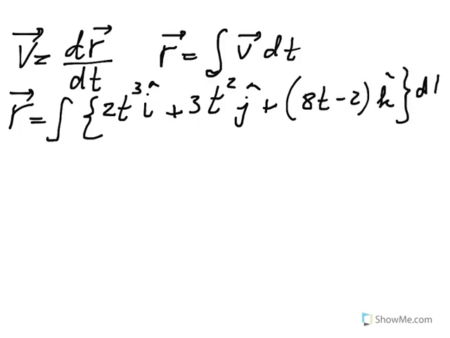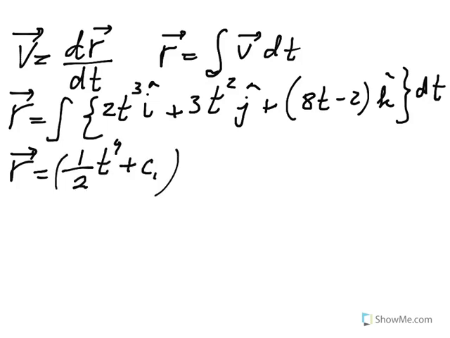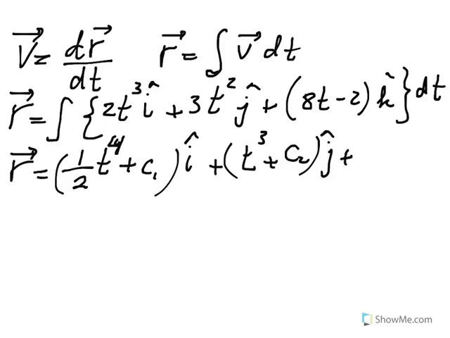If we integrate this with respect to time, and keep in mind that we have a constant of integration, we end up getting 1/2 t to the power 4 plus a constant c1, i. Plus t cubed plus another constant, we call it c2, j. And then finally 4t squared minus 2t plus another constant, call it c3, k.